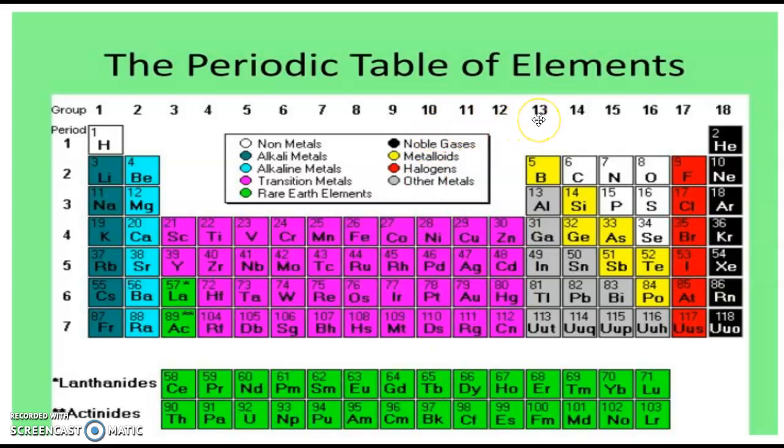Other than that, from group 13 onwards, we have the P block elements. The black color blocks represent the noble gases or inert gases, which have a complete electronic configuration, filled by electrons. And the yellow blocks represent the metalloids. Metalloids have both metallic properties and non-metallic properties.